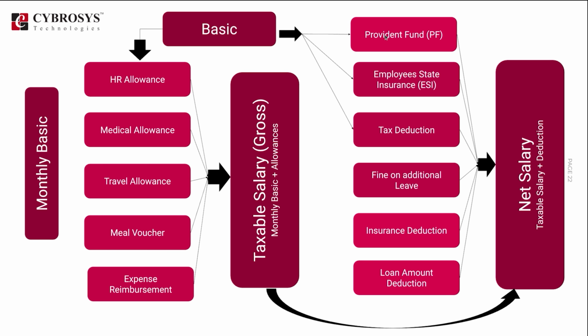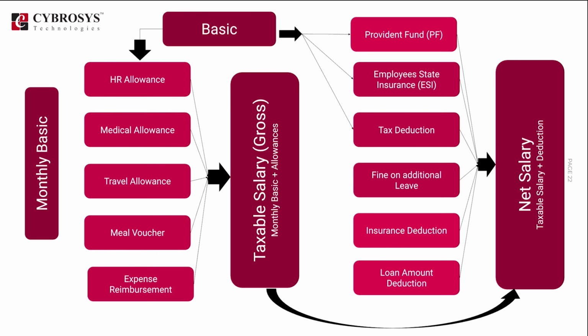And here we can see the deductions are provident fund, employee state insurance or ESI, tax deduction, fine on additional leave, insurance deduction and loan amount deductions. Here the PF, ESI and tax deductions are calculated based on the basic salary. And the last one is net salary, which is the sum of taxable salary and the deduction.